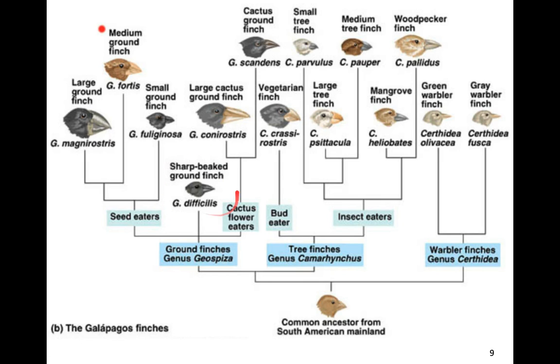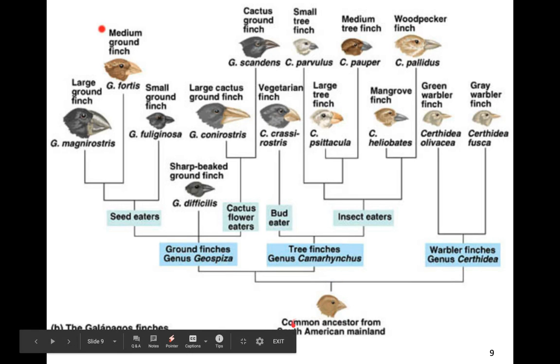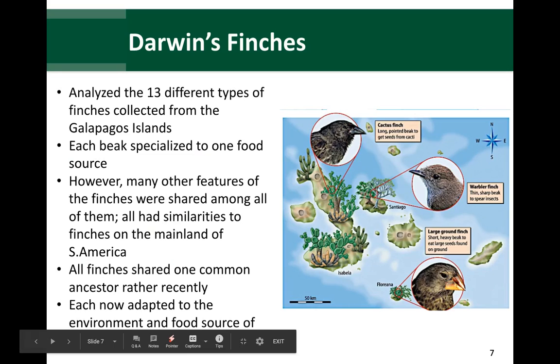You saw how they were grouped based on their similarities, and this is based on the evidence that Darwin had collected and the fact that they descended from this common ancestor from the South American mainland. And Darwin analyzed the 13 different types of finches that he collected from the Galapagos Islands.